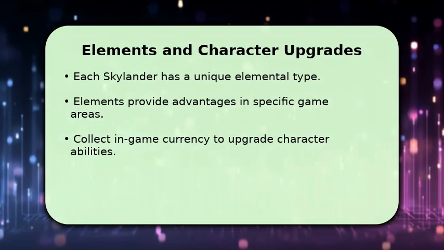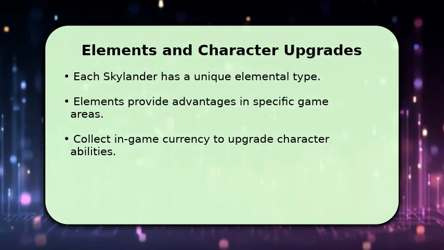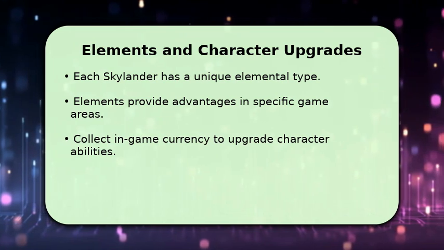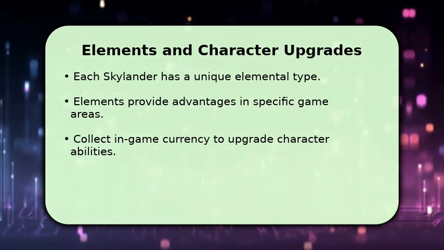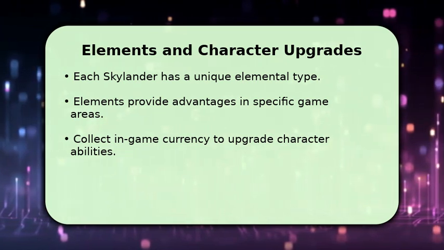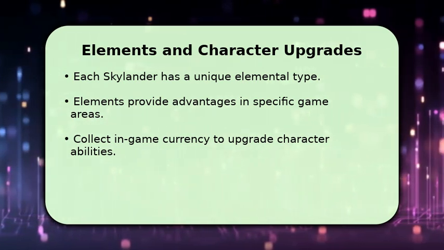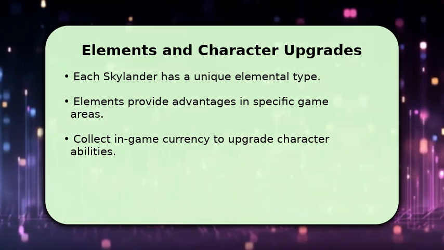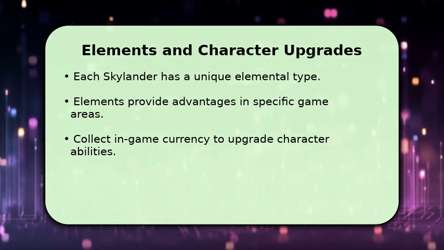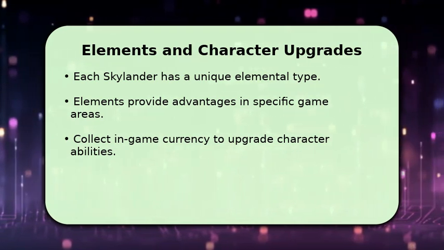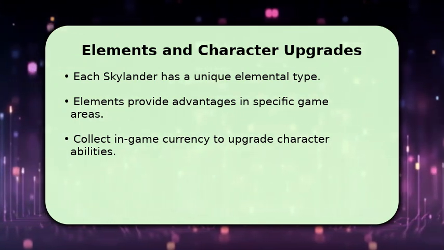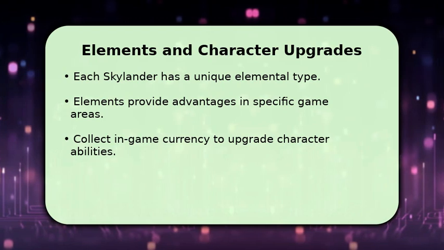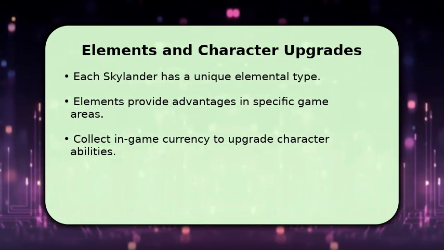Every Skylander belongs to one of several elemental types, like fire, water, or magic. These elements are crucial, as certain areas in the game grant bonuses to specific elemental Skylanders. As you play, collect in-game currency to purchase powerful upgrades for your characters. These enhancements improve their attacks, defense, and special abilities, making them even stronger against Chaos's forces.